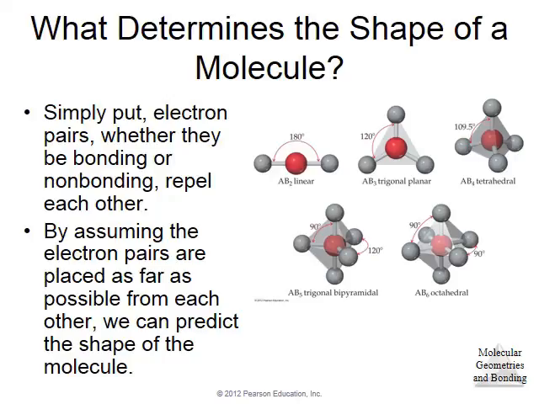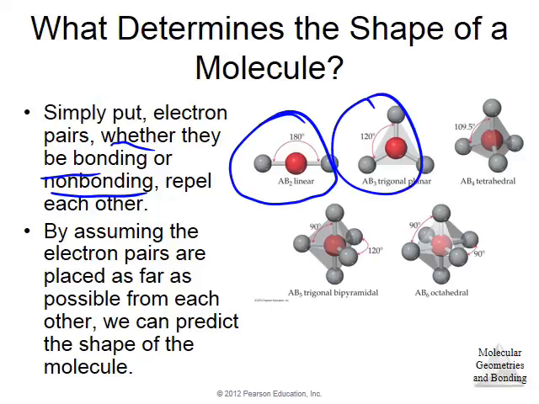In this slide, again, I'm going to review what I just mentioned. What determines the shape of a molecule is electron pairs. Whether they are bonding or non-bonding, they all repel each other. And we already mentioned that electron pairs should be placed as far as possible from each other. So that's how we get linear and trigonal planar. With four pairs, many of you may come up with the wrong answer.